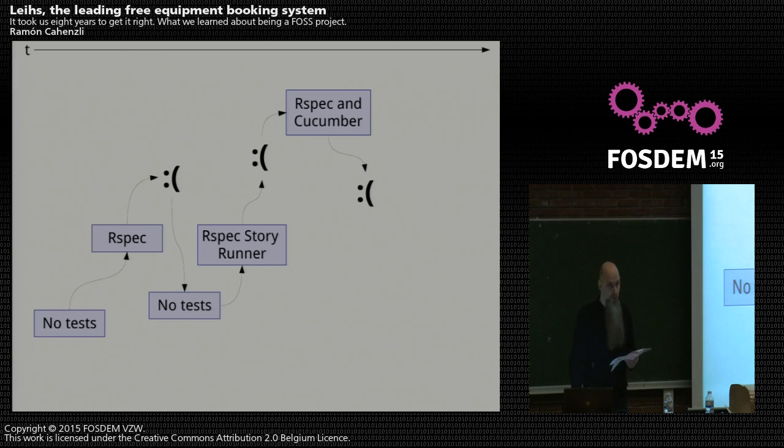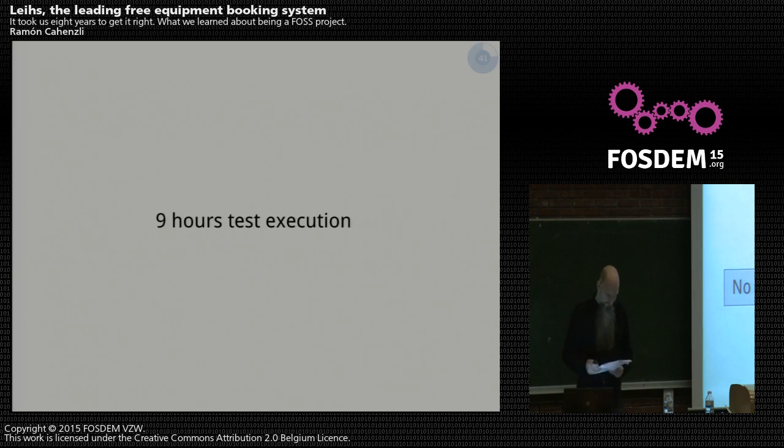Then finally, our product owner noticed that Cucumber can do this natural language stuff, and she wanted to try specifying or writing the specs with us, and she did. So we went back to just using Cucumber. We dropped RSpec, and everybody was like, eh. Because at this point, the tests took 9 hours to run. That's the only reason we weren't happy.